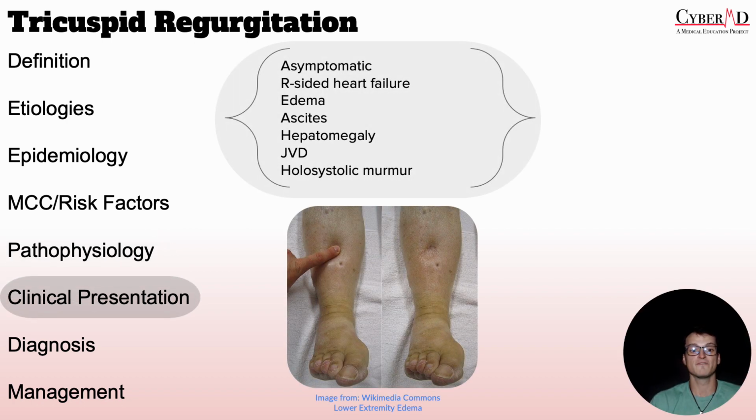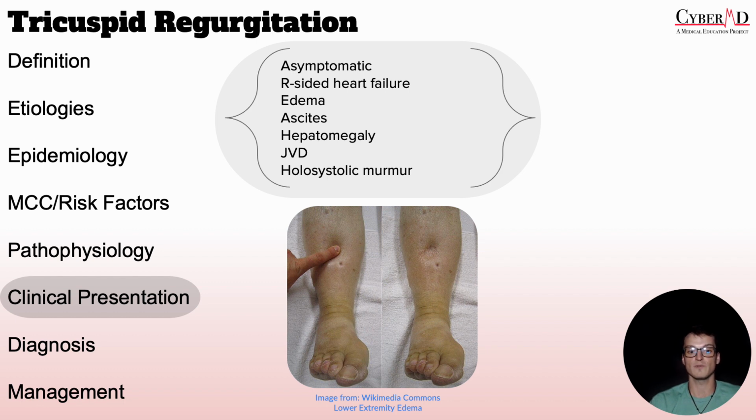So, speaking of signs and symptoms of right-sided heart failure, let's move along to the clinical presentation of this disease. Patients may present with those right-sided heart failure symptoms such as peripheral edema, ascites, and hepatomegaly. With severe disease, there may be a sensation of pulsation in the neck, and you may even see some JVD if the disease process is severe enough.